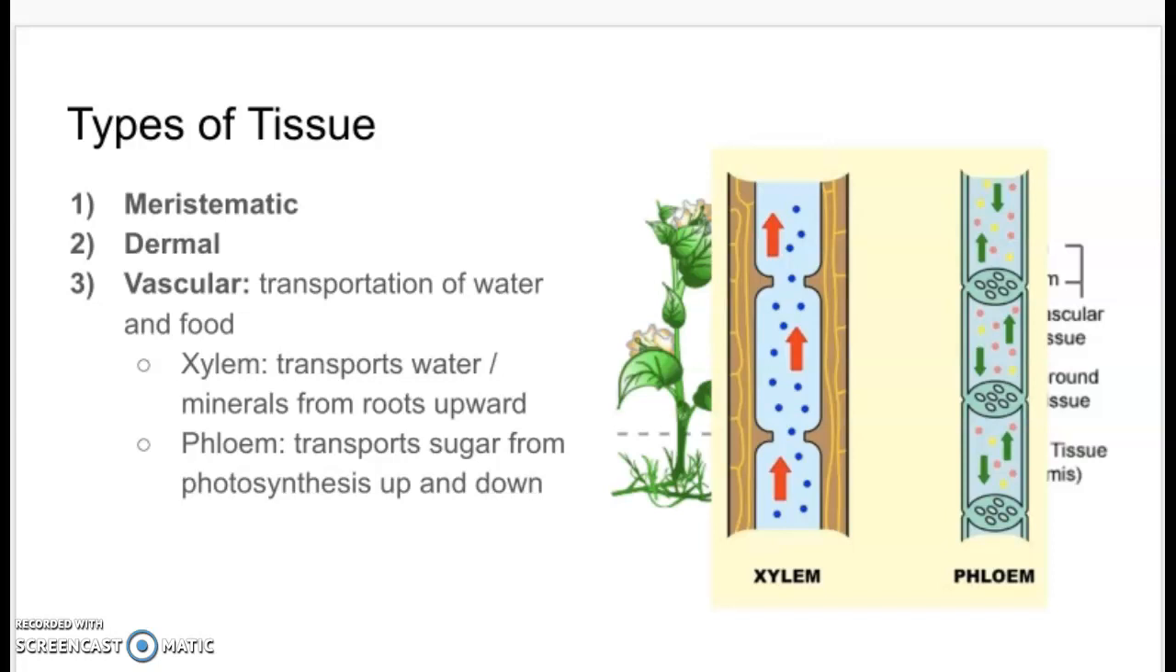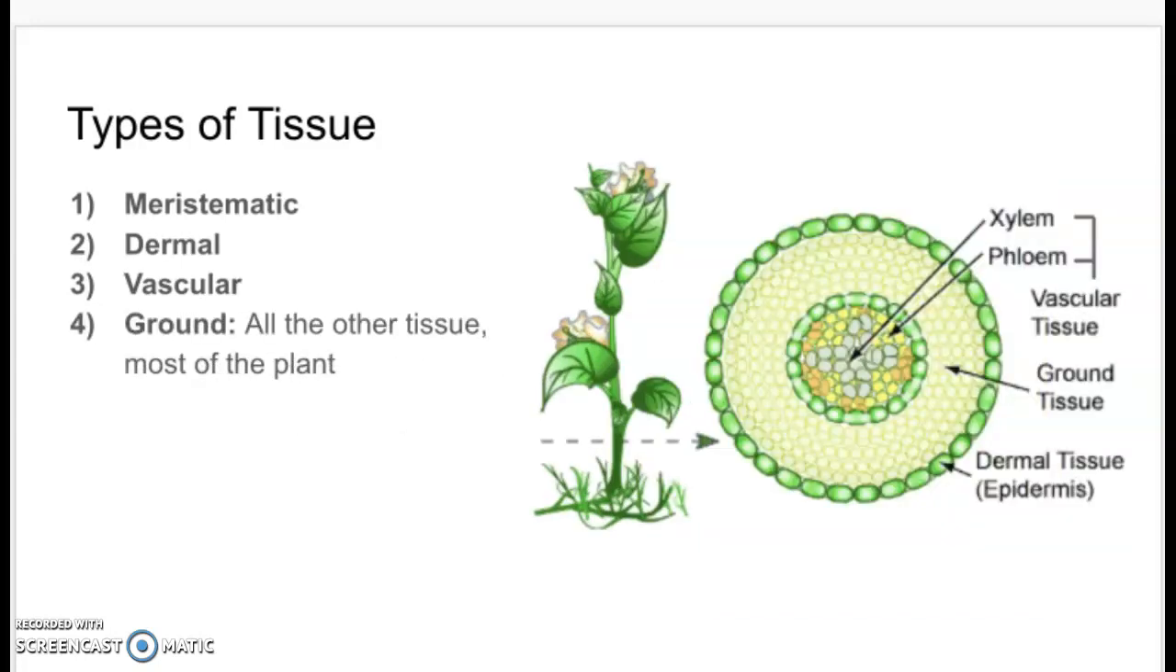And so in that scenario, the root can actually provide sugar either up or down. Depending on where the sugar needs are, the plant can either send it up or send it down. But the xylem, the water, can only come in one direction because the roots are in charge of providing the water. Okay, the next type of tissue is called ground tissue, and it's basically everything else, all the other leftover tissues. So whatever is not meristematic, dermal, or vascular is ground, and all plants have ground tissue.